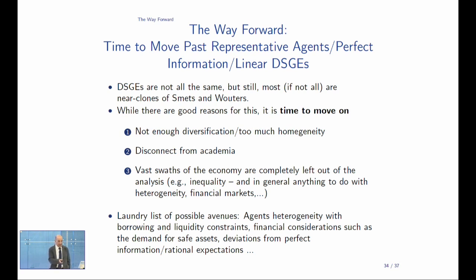So what I just said is that there is not enough diversification. It's just one New Keynesian model, too much homogeneity. If we continue down that path, then there is a risk of having disconnect with the academia as academia has moved on to other stuff. Heterogeneous agents model, nonlinear models, and so on.